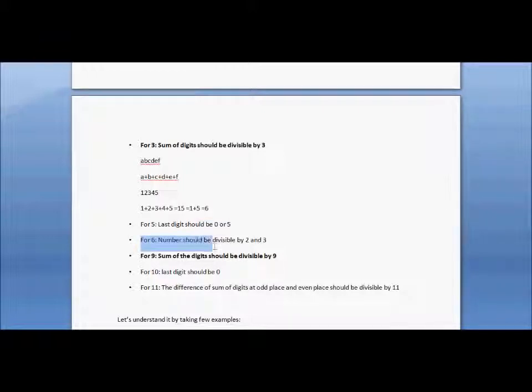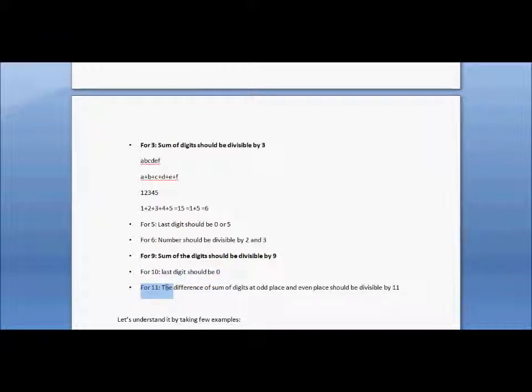For 6, the number should be divisible by both 2 and 3. So we have to check for its divisibility by 2, and we have to check for its divisibility by 3. If both the conditions are met, we say that the number is divisible by 6. For 10, again it's very simple. You have to check the last digit. If the last digit is 0, then we say the number is divisible by 10.